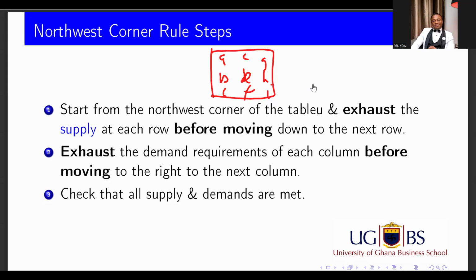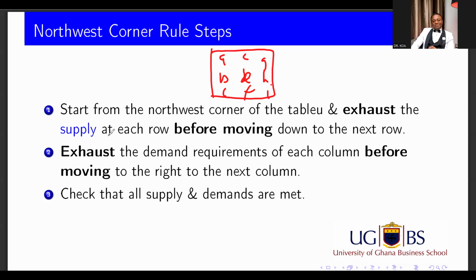So what you do is that you start from there and you exhaust the supply. You finish the supply before you go to the next row. You're going to share that supply for the first row. Exhaust the demand before you move to the next one. So let's try it and see.